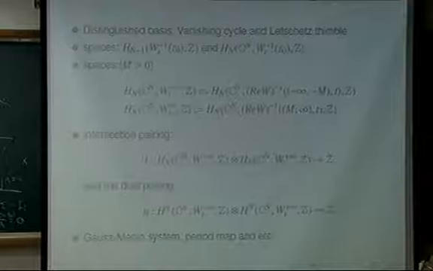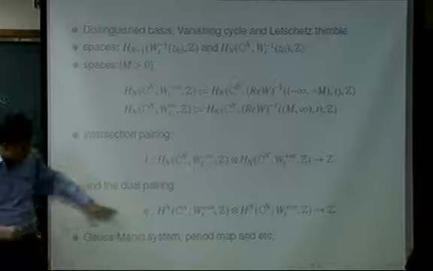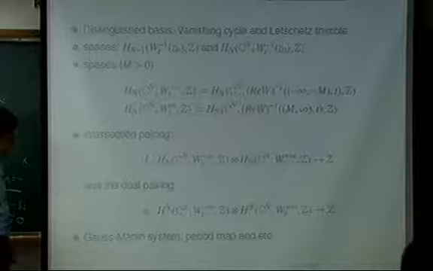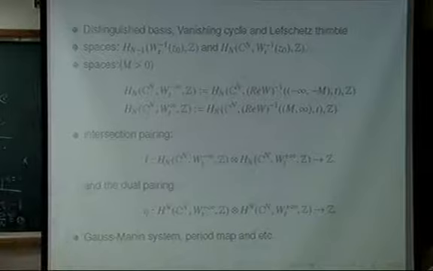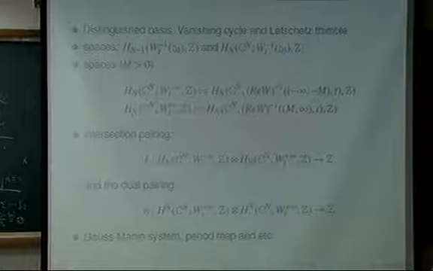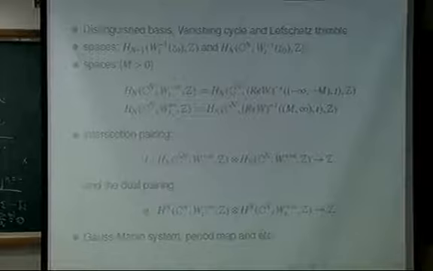This pairing naturally induces the dual pairing. The problem here is the dual pairing can be represented by differential forms. So later we will study the differential forms. To study the classical invariants, we also need to study Gauss-Manin systems, period maps, and the classical objects.